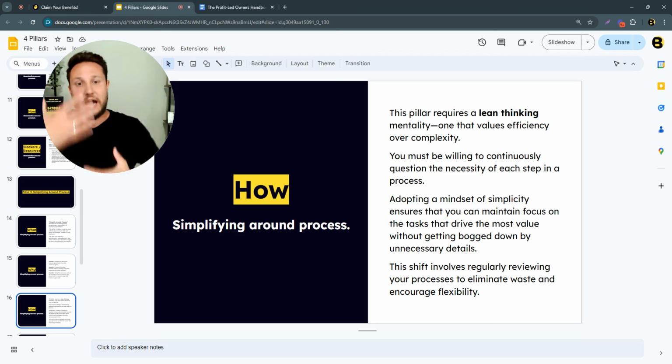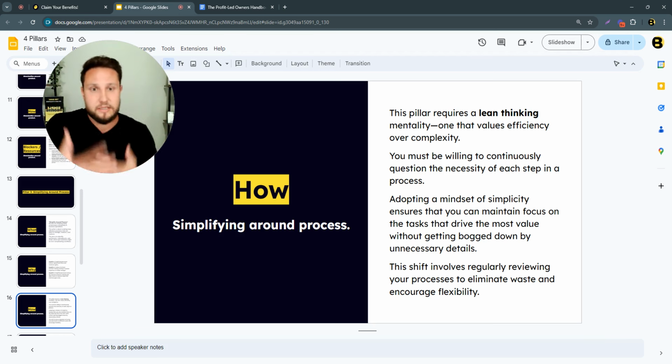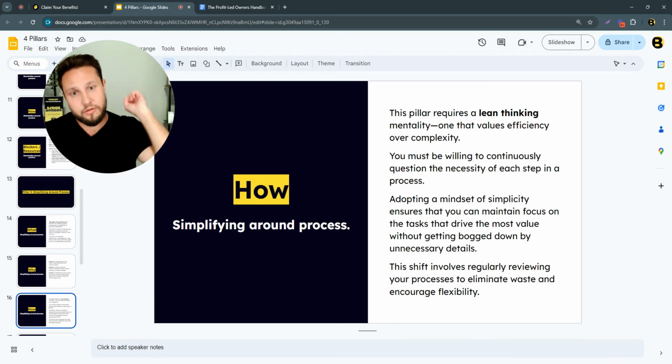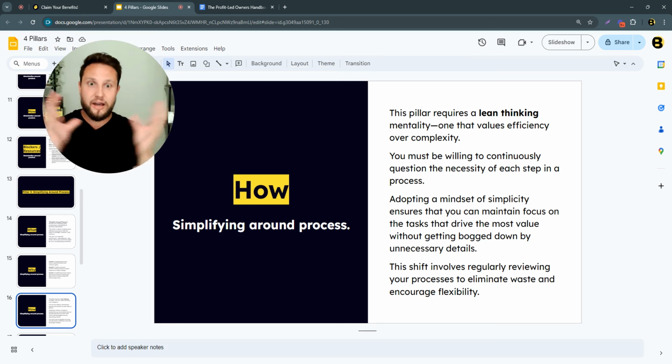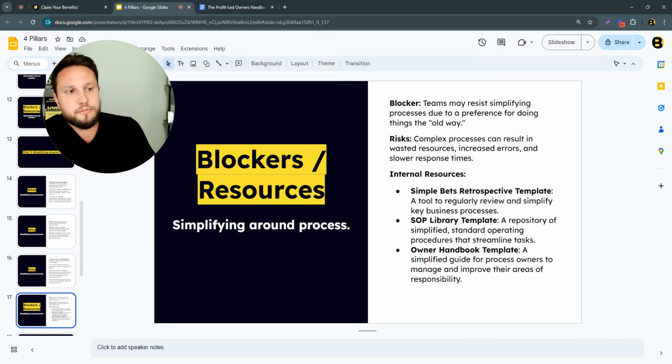And you're constantly just optimizing through your business, and you're refining and refining and refining. Think of it like wind blowing through a canyon, and it's just like refining those grains of sand down into the best possible thing. In terms of blockers and resources, right?